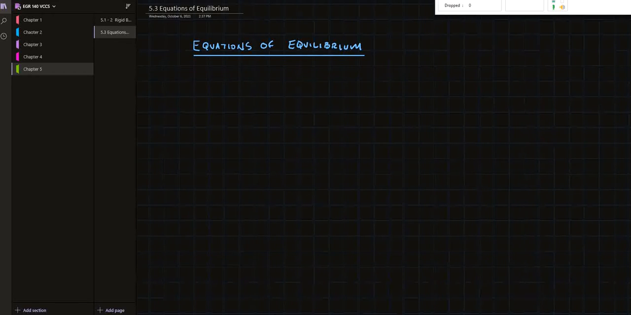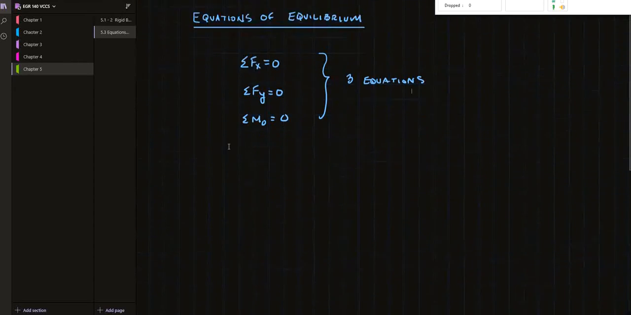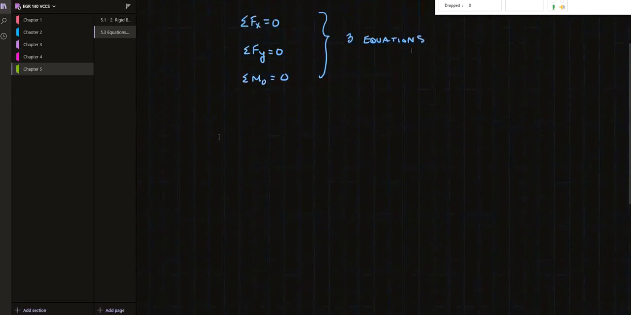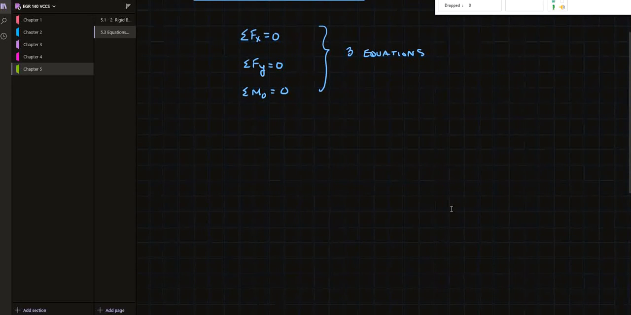Okay, let's look at our planar equations of equilibrium. Summation of forces in the x equals 0, summation of forces in the y equals 0, and summation of moments about some point equals 0. So all total, in that situation, we're going to have three equations we can work with. So we can solve problems with up to three unknowns. But we can use other combinations.